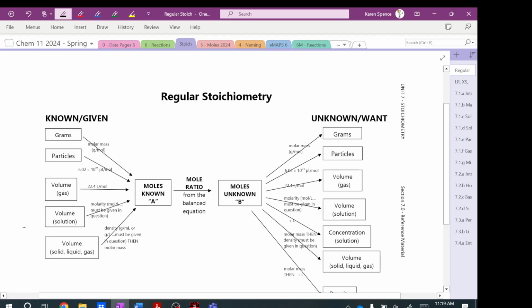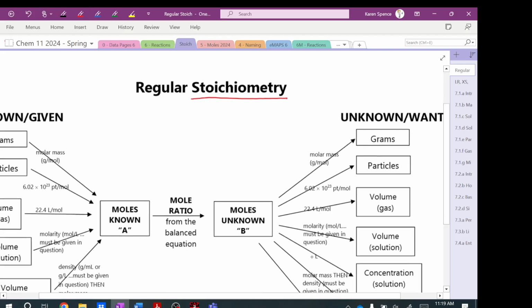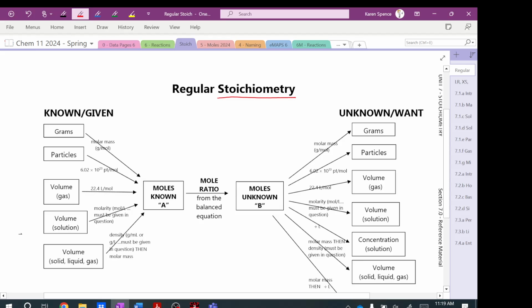So this big weird word, and if you were away on Friday, it is pronounced stoichiometry. Okay, stoichiometry. And basically, it is converting moles of A to moles of B. And what we use is we use the mole ratio from the balanced equation. Essentially, we use the coefficients.